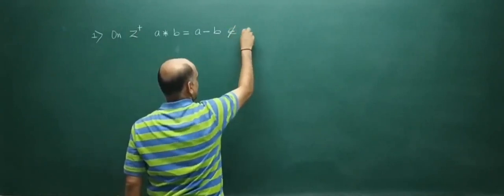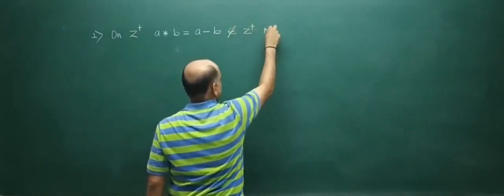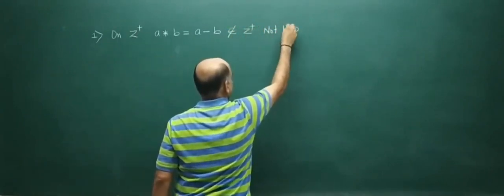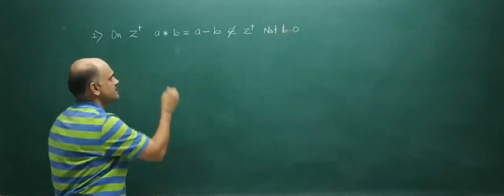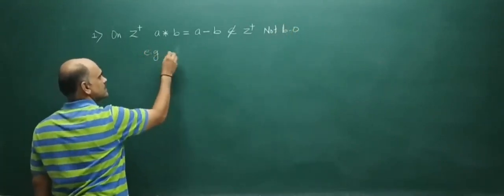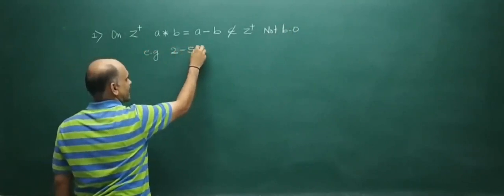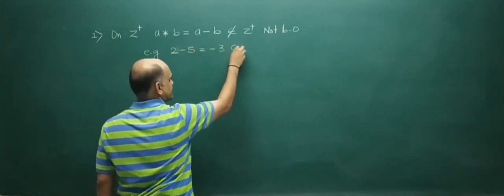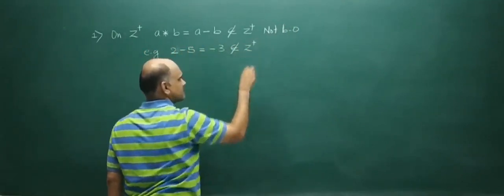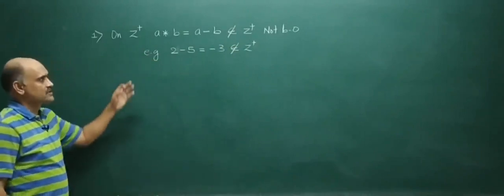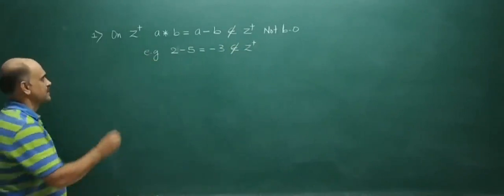This does not belong to Z plus. So, not a binary operation. You can give an example. 2 minus 5 is equal to minus 3, which does not belong to Z plus. So, it is not a binary operation.